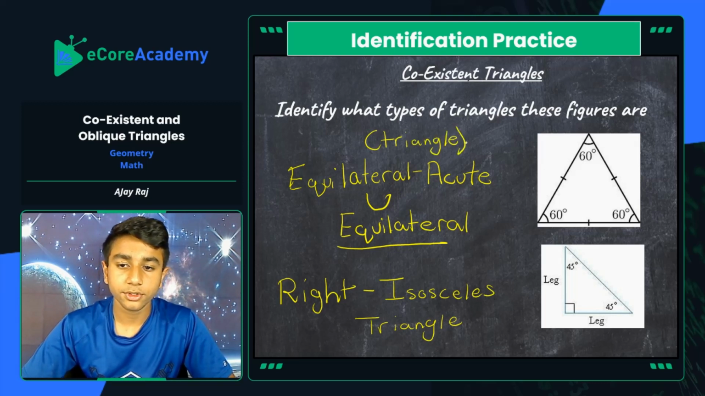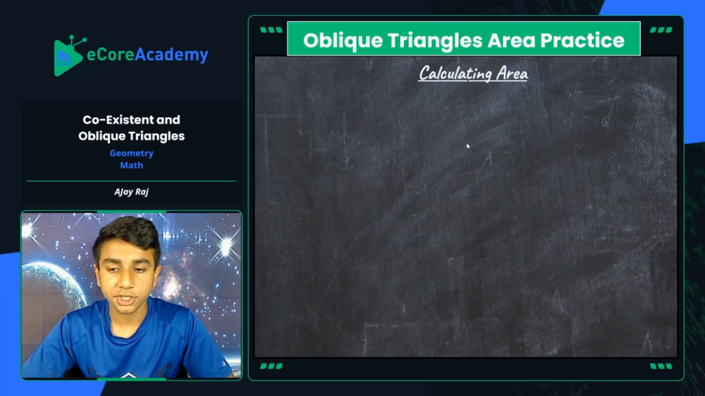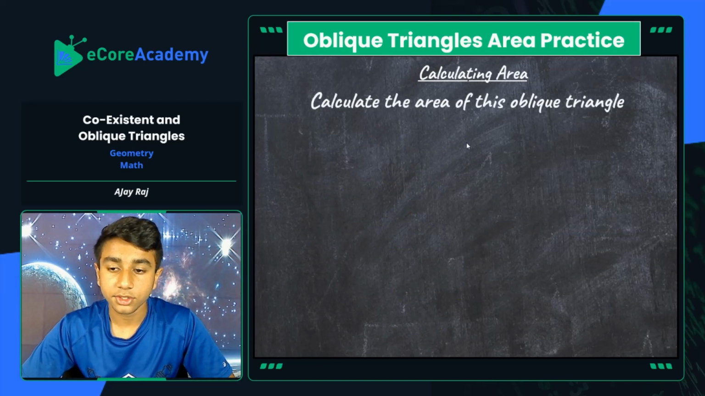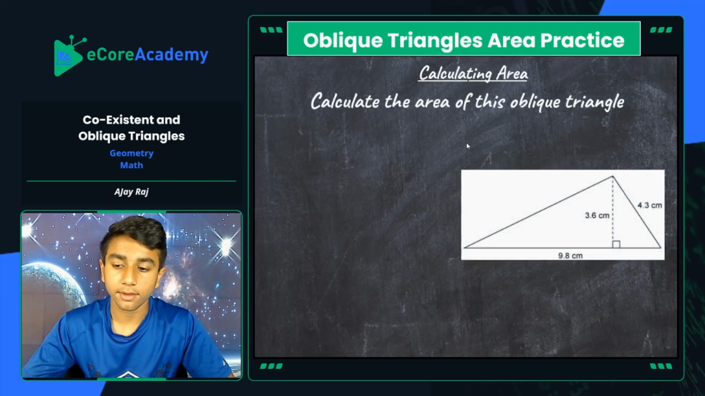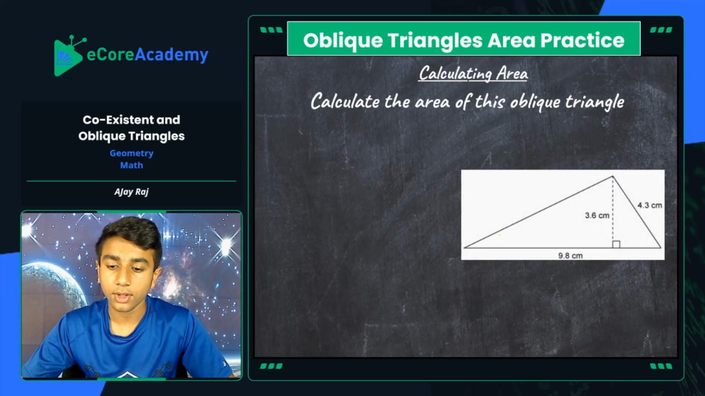Alrighty then, let's move on to our final problem, which is oblique triangles area practice, and we're just going to be calculating the area of this oblique triangle right here. So this is obviously an oblique triangle because it does not have a 90-degree angle at any of its vertices. But we are given the needed dimensions, which is the base 9.8 and the height 3.6.